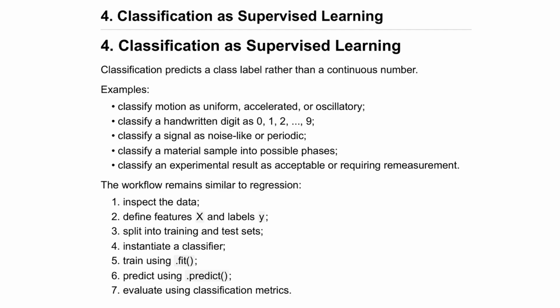Classification is a form of supervised learning that predicts a class label. For example, classifying a material's phase or identifying a handwritten digit. The workflow is very similar to regression. We prepare the data, split it, train a model, and evaluate its predictions.